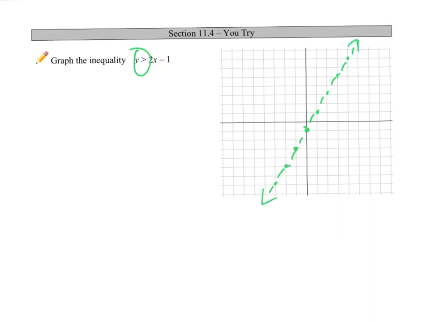And then to shade, I need to show that y is greater than that. So if my point is here, my y-intercept, greater is up, which puts me to this side of that line. So above it is this way, which puts me on that side of the line. And again, you shade everything on that side. All right, that wraps up graphing linear inequalities.